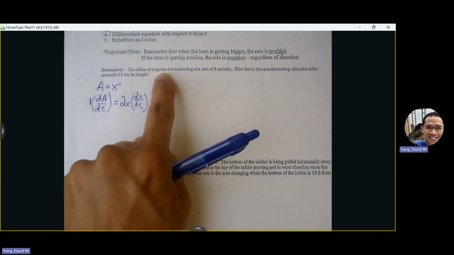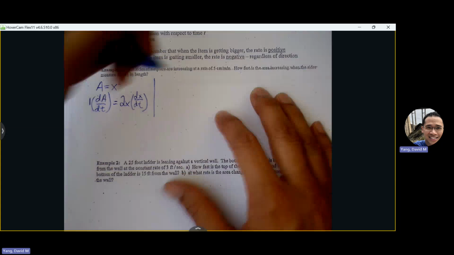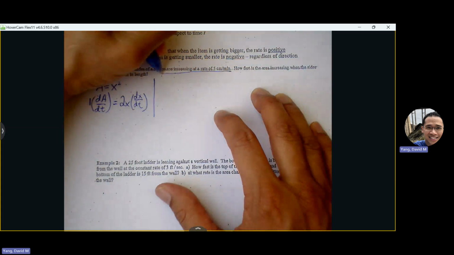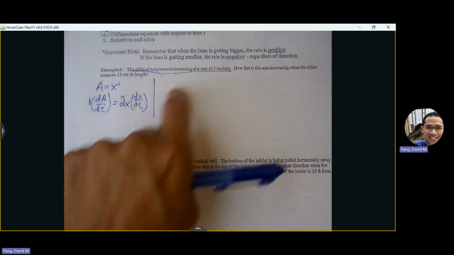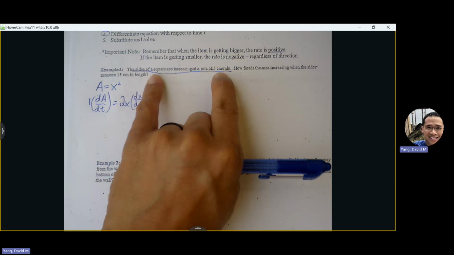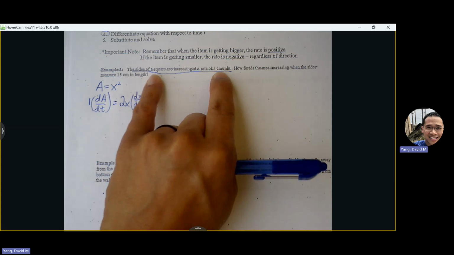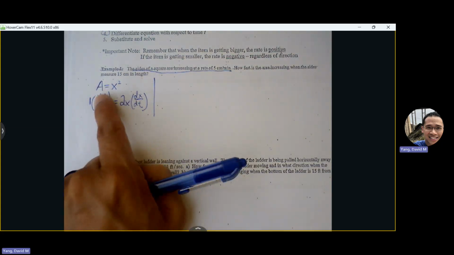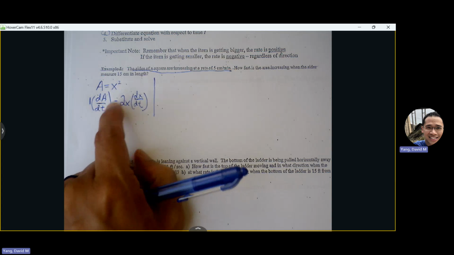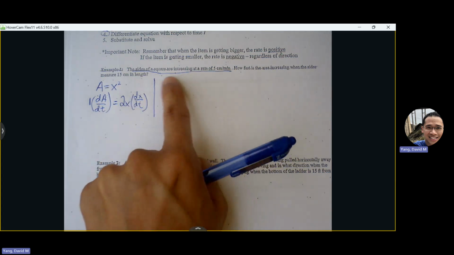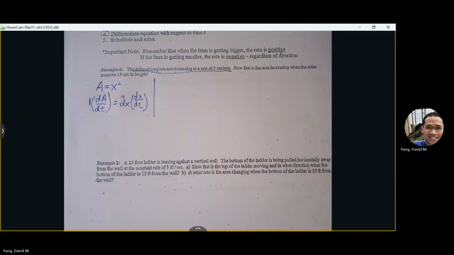It says the sides of a square are increasing at a rate of 5 centimeters per minute. So if you had to guess, what do you think this is describing? Which variable is this describing? Is it the a? Is it the x? Is it a dA dt? Or is it a dx dt? Sides of a square are increasing at a rate of 5 centimeters per minute. What would your guess be?